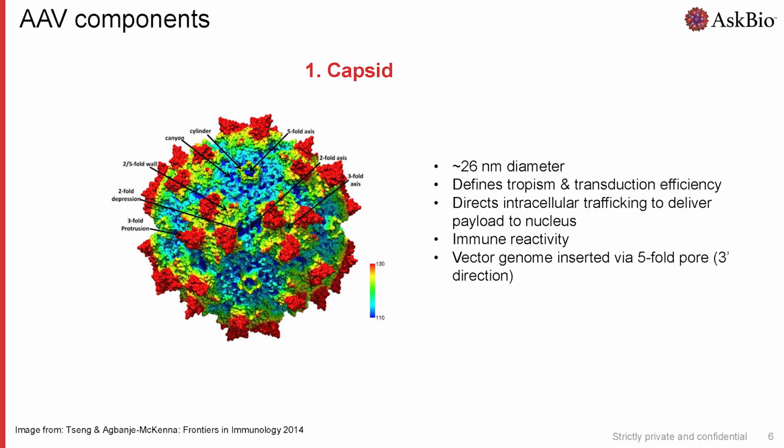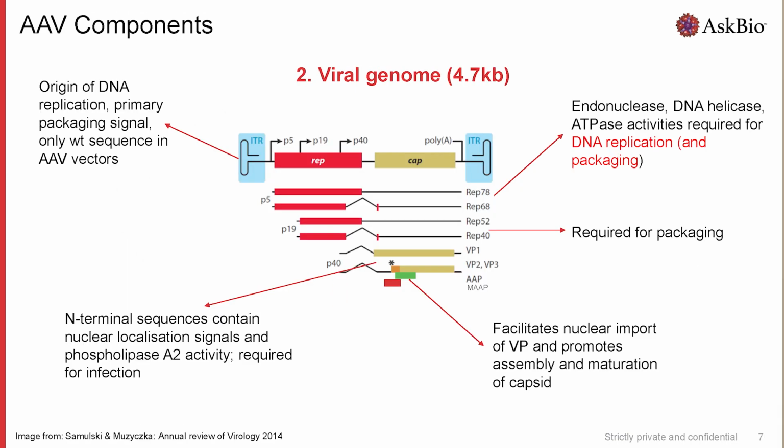I just wanted to point out that when AAV is assembled, the capsid assembles first, and then the vector genome is inserted through this five-fold wall. And we like to think that this is a really efficient process, but we're coming to recognise more frequently that it's not just the viral genomes that can be packaged, and again we'll talk further on that.